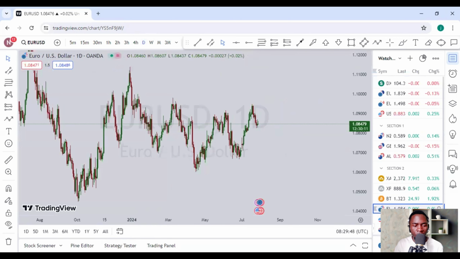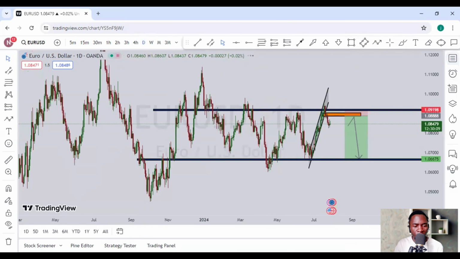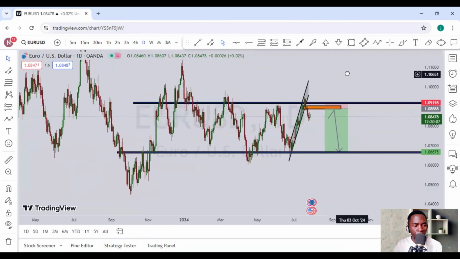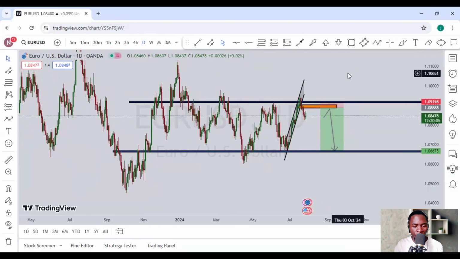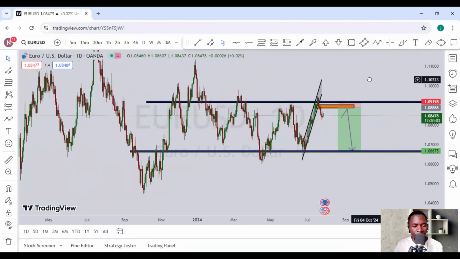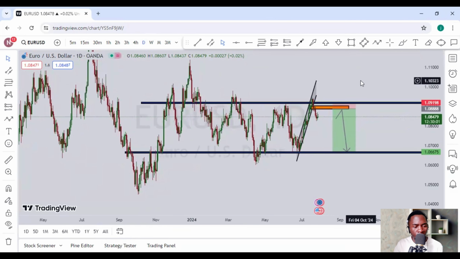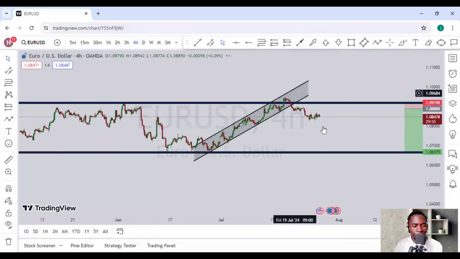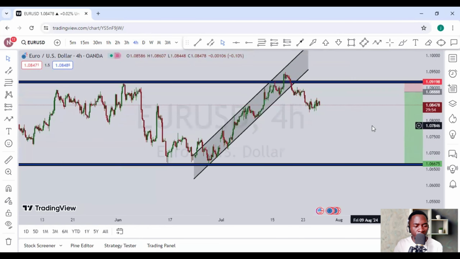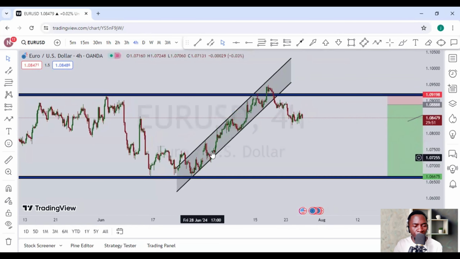Let's go to another pair, this Euro USD. Now I'm waiting for that retest, because you see this is a level at the top. Market is respecting this level. On 4-hour the market has broken my trend line. This is my trend line. The market broke my trend line.